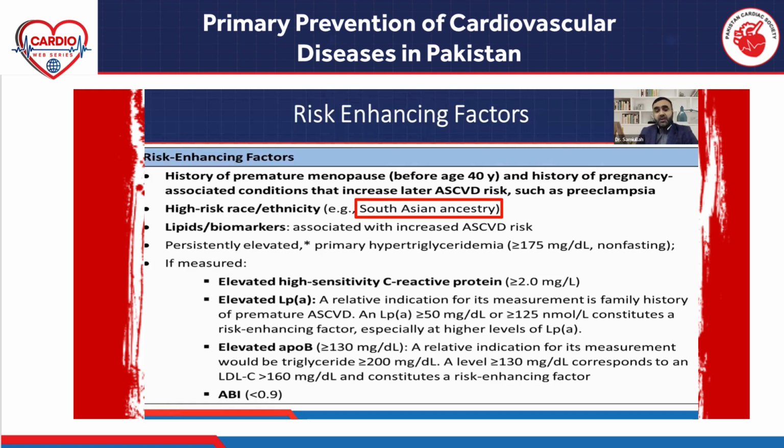The apolipoprotein B, in those patients who have a triglyceride of more than 200 milligrams per deciliter, a level of 130 corresponds to LDL-C of more than 160, and this constitutes a risk-enhancing factor. So in those with hypertriglyceridemia, you measure apolipoprotein B and if it's more than 130, this is a high-risk factor. And definitely the ankle-brachial index of less than 0.9 is a risk-enhancing factor.